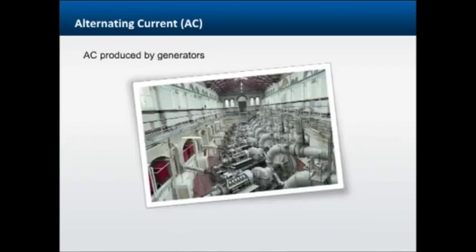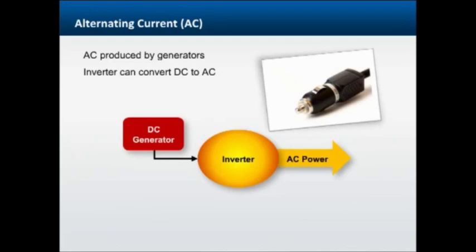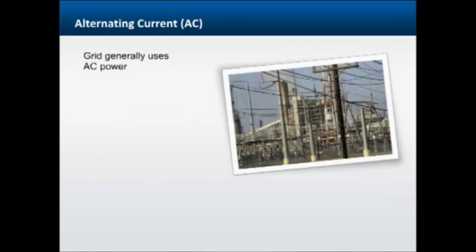While DC electricity can be produced by multiple devices, AC electricity is produced only by AC generators or by converting DC electricity to AC using an inverter. With the exception of a limited number of high-voltage direct current, or HVDC, transmission lines, almost all of the electric grid today carries AC power.